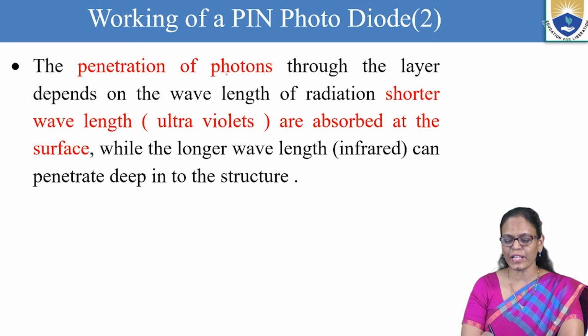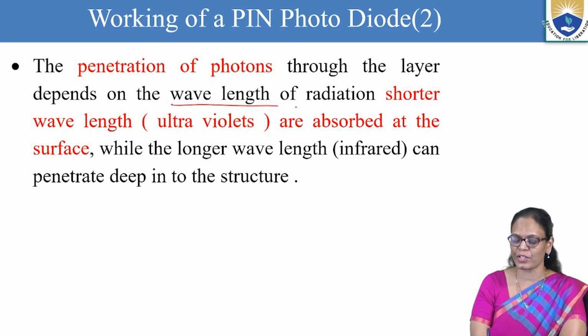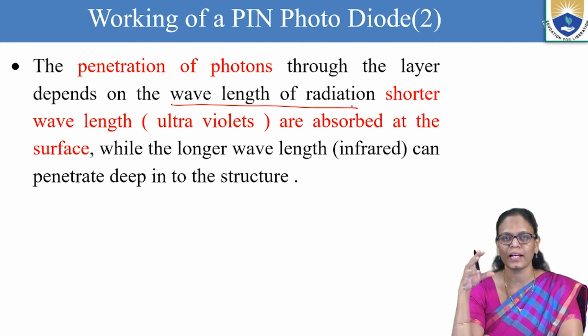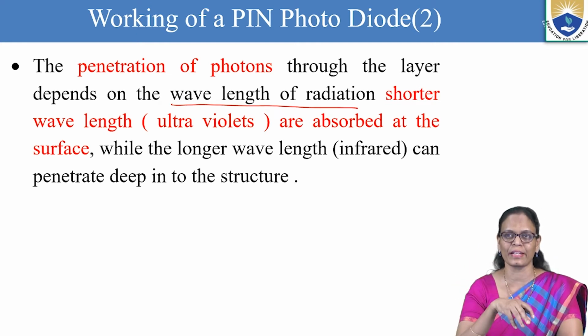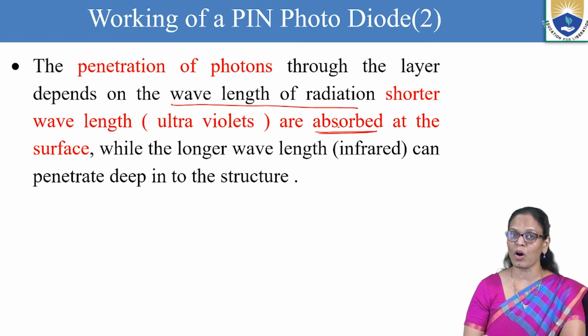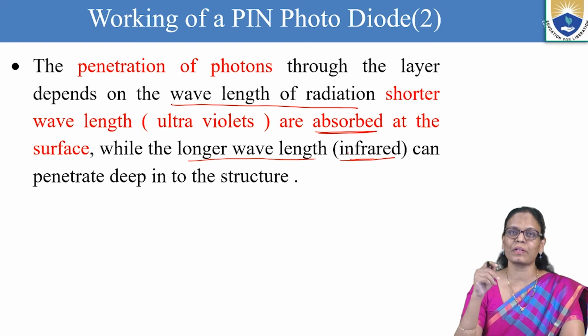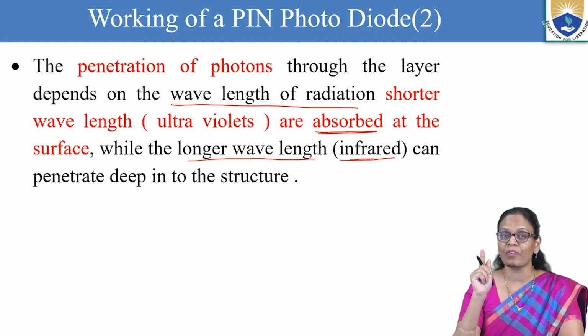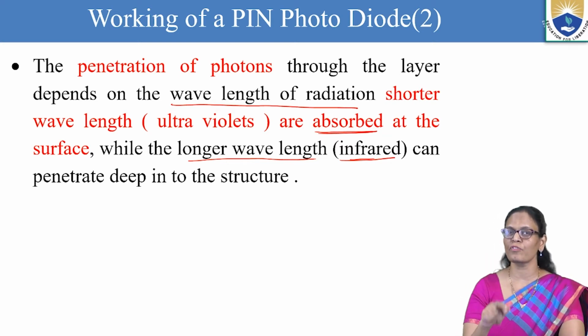Now, the penetration of the photons through the layer depends on the wavelength of radiation. Whatever photons are incident on the intrinsic layer, the shorter wavelengths like the ultraviolet range are absorbed at the surface, while the longer wavelengths, that is the infrared, penetrate deep into the structure. So, the wavelength of the incident radiation also matters in the prediction of photocurrent.